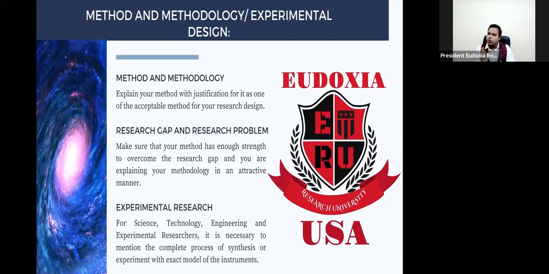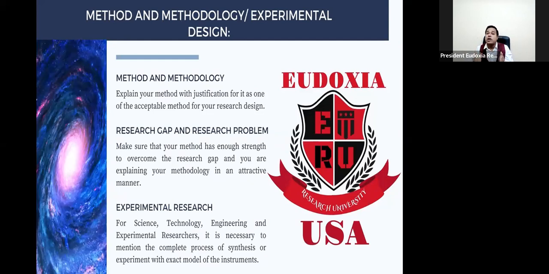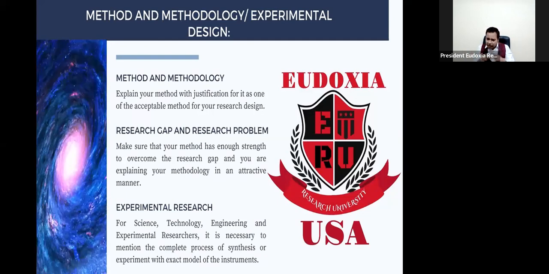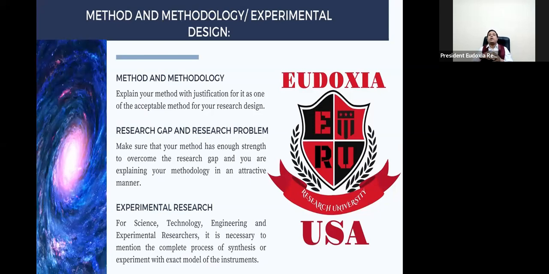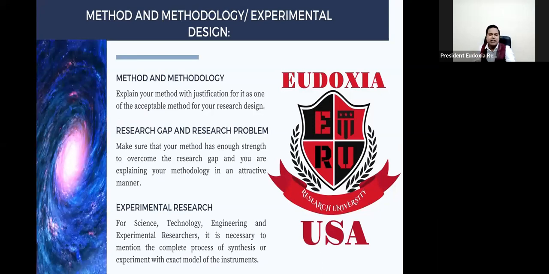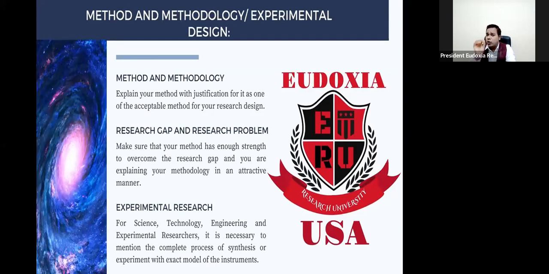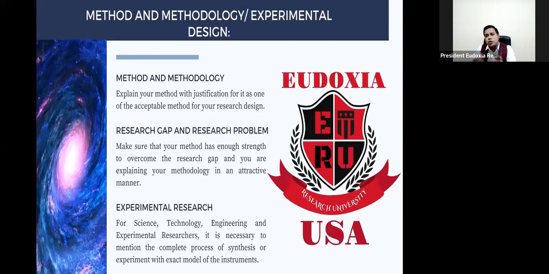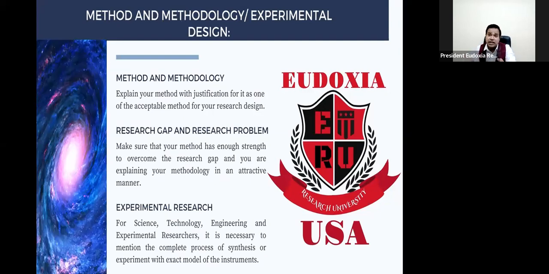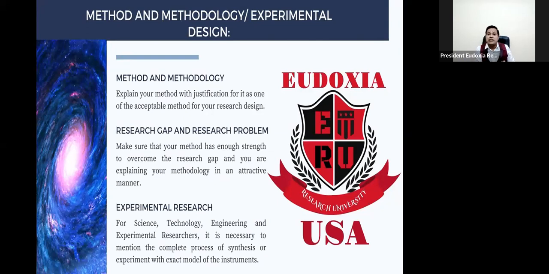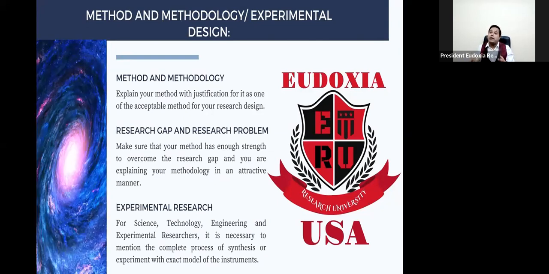Explain it in a very attractive manner, and then you're going to have a really wonderful publication. Now, in case of experimental research, say you are a researcher from science, technology, or engineering, then also make sure from your side that you show, in a true sense, the methods you are adopting, the synthesis process, the fabrication process, or the kind of instruments you are using in your work. So these are very, very important.